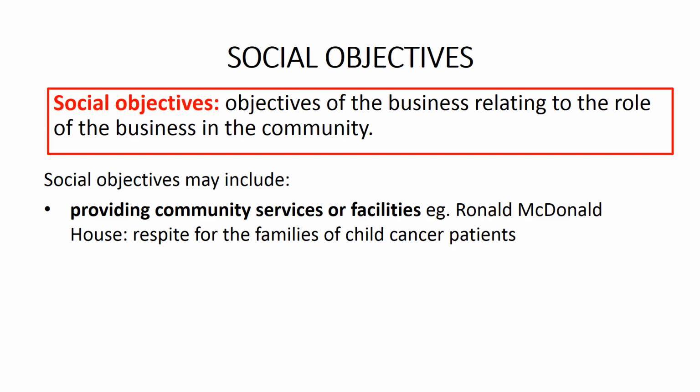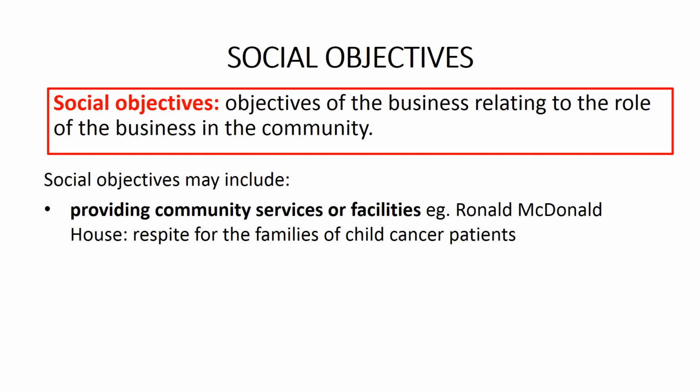An example of this is Ronald McDonald House. Ronald McDonald House is a house that is funded by McDonald's, and it's used by the families of children who are undergoing treatment for cancer. More specifically, these families often live in rural areas and they're able to stay at Ronald McDonald House close to the hospital where their child is receiving treatment for cancer.